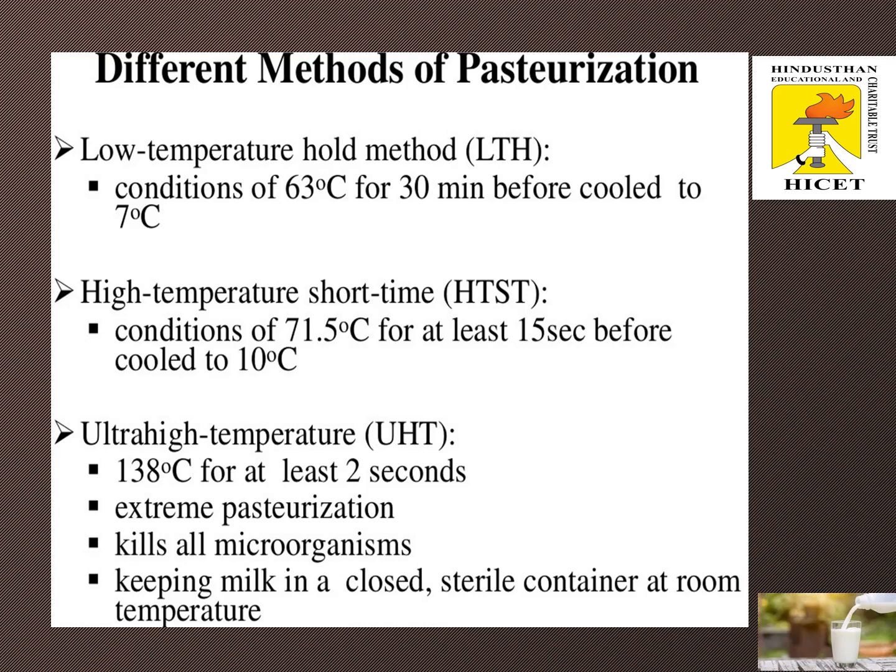And the third method is ultra high temperature. We usually call this ultra high temperature one of the sterilization techniques. 138 degrees Celsius for at least 2 seconds. This extreme pasteurization kills all microorganisms that are present, and the milk is kept in a closed sterile container at room temperature. So this is the method.